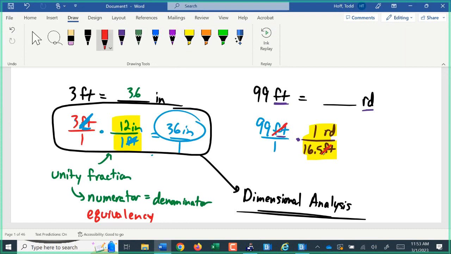Now, my feet cross cancel out. On top, I have 99 times 1 rod is 99 rods. On bottom, 1 times 16.5 is 16.5. And then we divide it out. 99 rods divided by 16.5 is just 6 rods. So 99 feet is 6 rods.